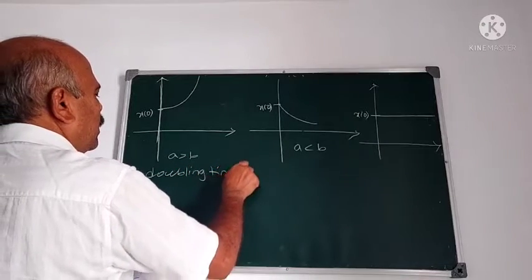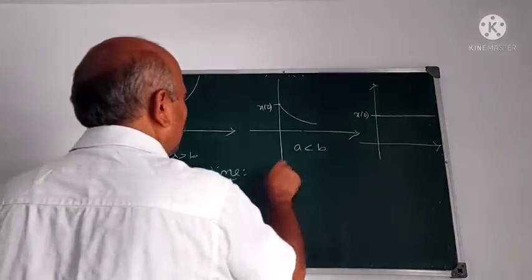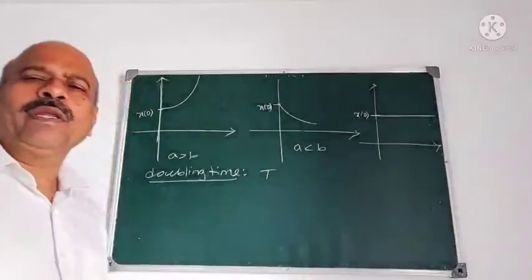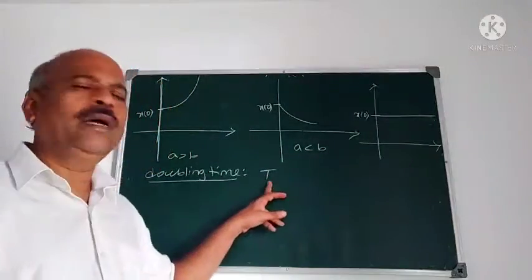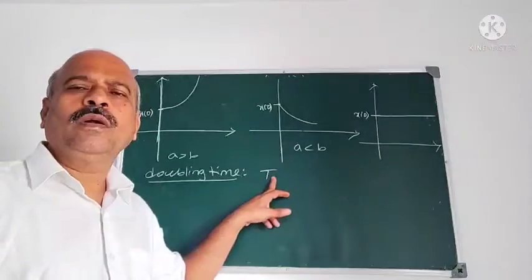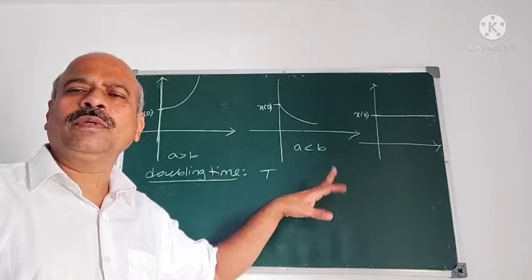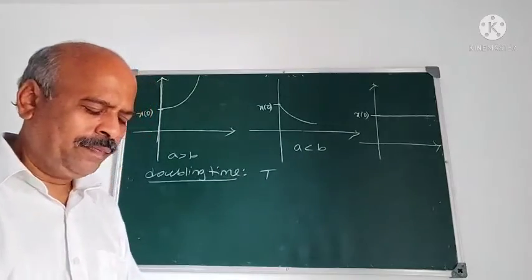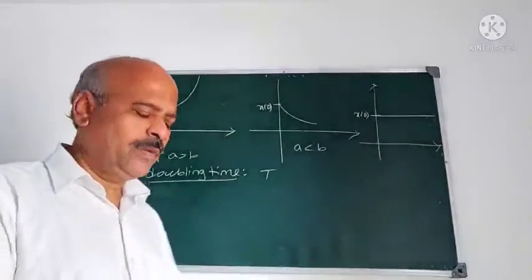Doubling time is denoted by capital T. It is the time required to double the present size of the population. That is called doubling time, and we will find an expression for it.